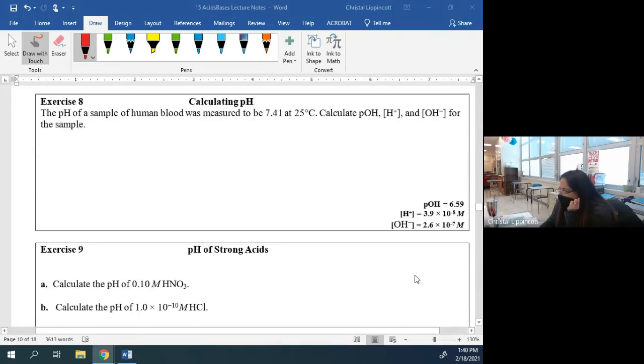All right, here we've got human blood. What to drink of blood? pH of human blood, 7.41. We're going to calculate the pOH, the H concentration, and the OH concentration for the sample. Remember that to calculate the H concentration from pH, we go 10 to the negative 7.41. That's going to equal your H concentration. And from there, you should be able to calculate the other stuff. See if you can get those numbers to come out for you.